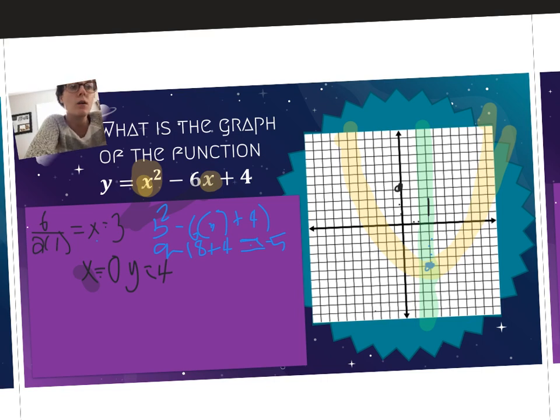Okay, now if I go over this line of symmetry, I'm going to go over the exact same amount. So I'm going to count to my line of symmetry, 1, 2, 3, and then go over the same amount, 1, 2, 3, and I'm going to put another point right there.